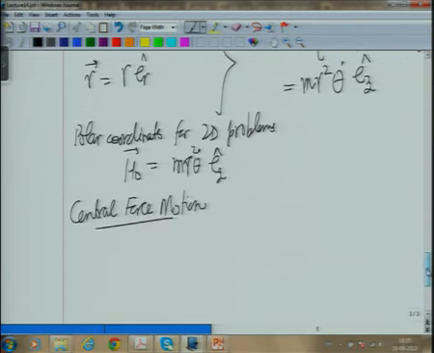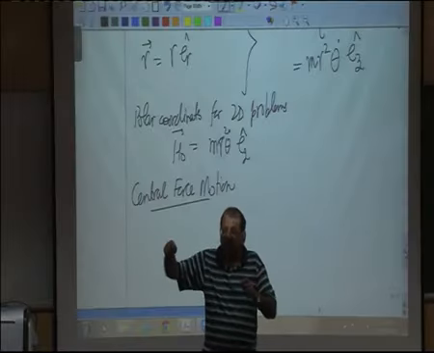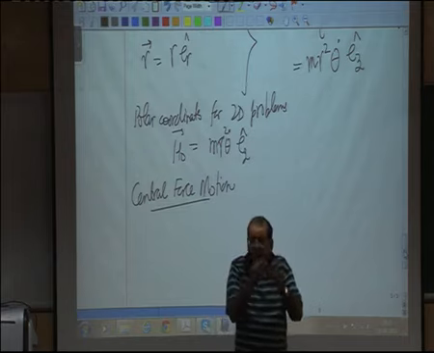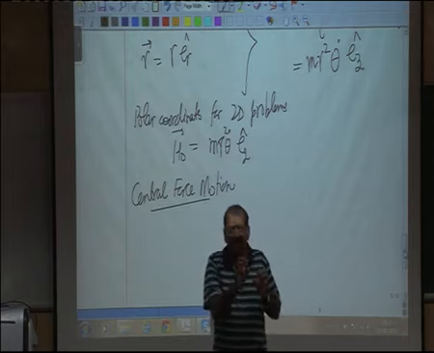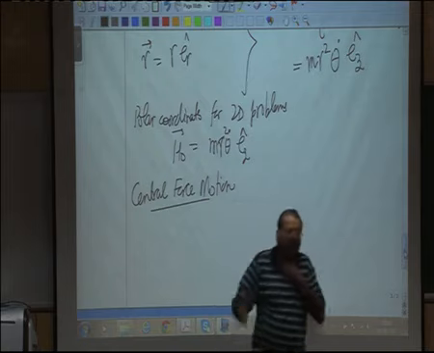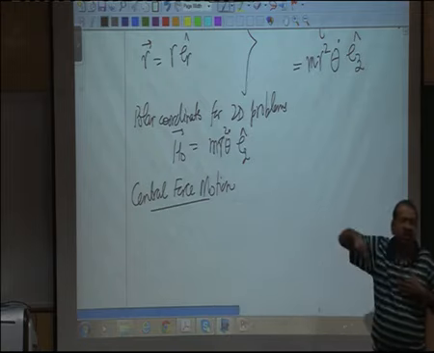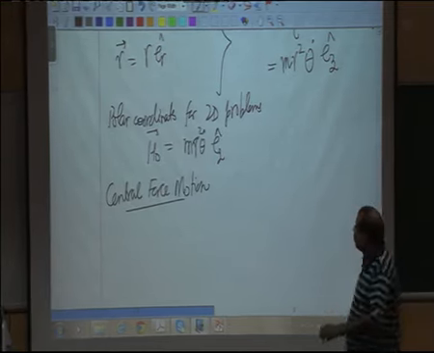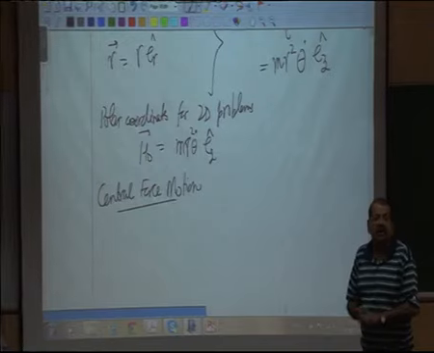Now there are certain types of motion which take place when a body is moving under the influence of a force such that the force is always directed towards a fixed point in space. If the body is moving under the influence of a force such that the force is always directed to a fixed point, such a motion is what we call a central force motion.